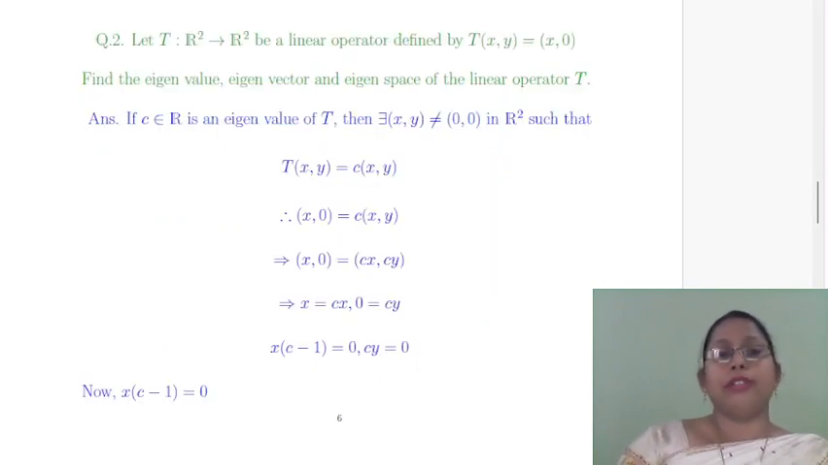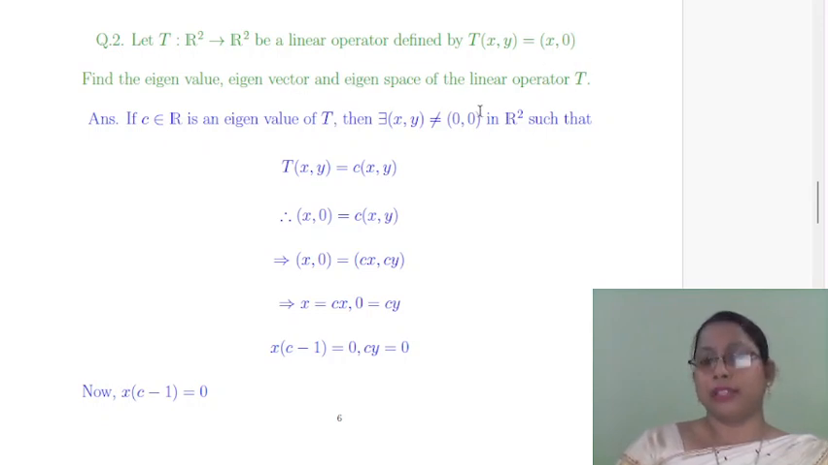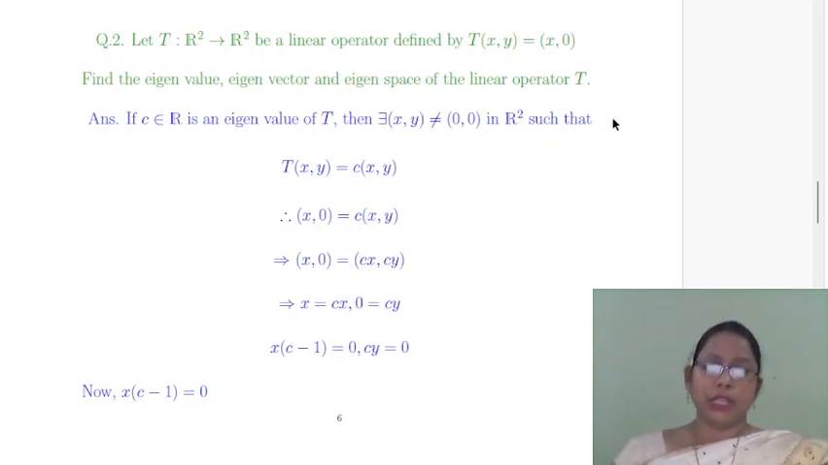Next one, let T from R2 to R2 be a linear operator defined by T(x, y) = (x, 0). Find the eigenvalue, eigenvector and eigenspace of the linear operator T. If c belongs to R is an eigenvalue of T, then there exists a non-zero vector (x, y) belongs to R2 such that T(x, y) = c(x, y). By definition of linear operator T, (x, y) maps to (x, 0) = c(x, y).